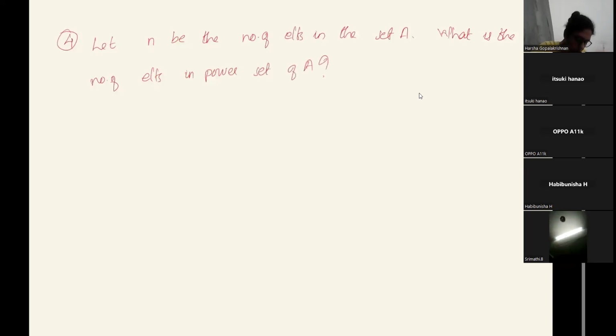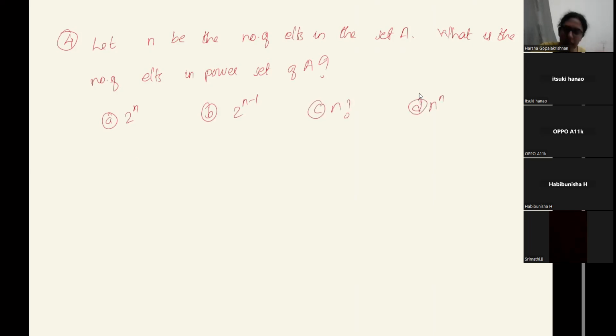So we have options. A is 2 power n, B is 2 power n minus 1, C is n factorial, D is n power n. So we are given a set A with cardinality n, that is, the number of elements in the set A is n. Now the question is, what is the number of elements in the power set, or the cardinality of the power set of A? So first of all, what is the power set of A? 2 power n. Yeah, the answer is 2 power n.